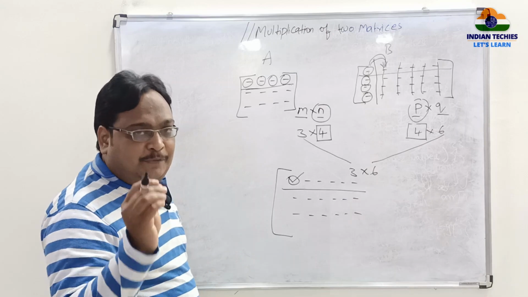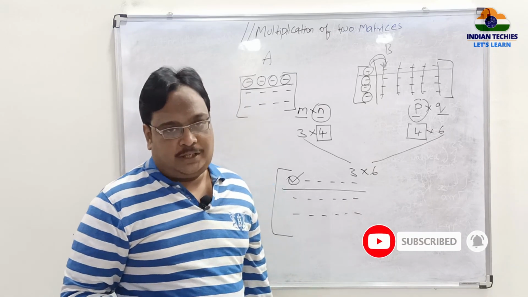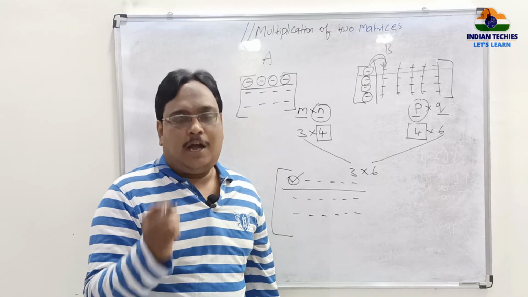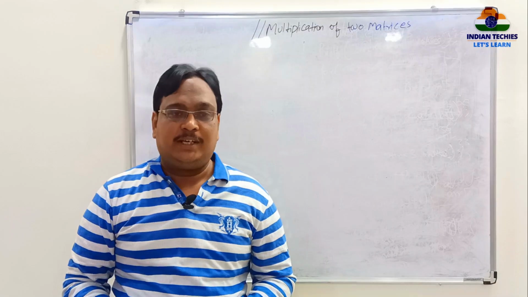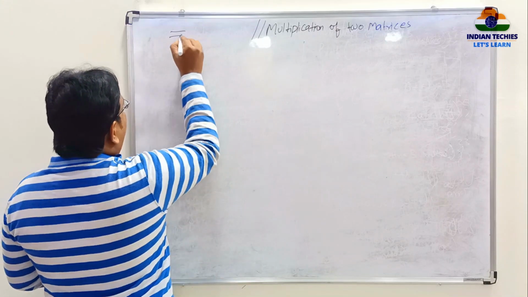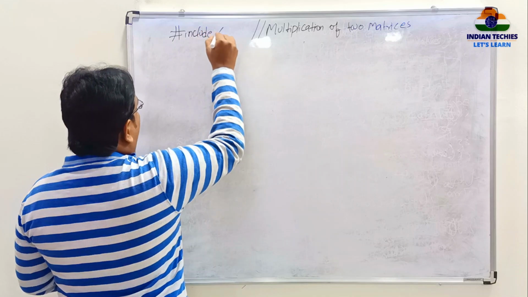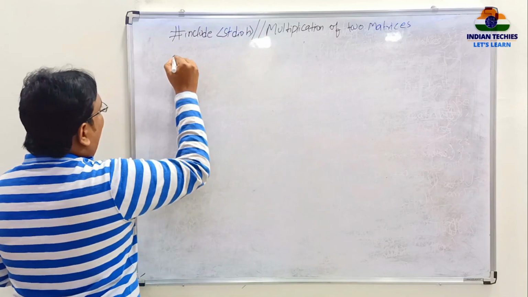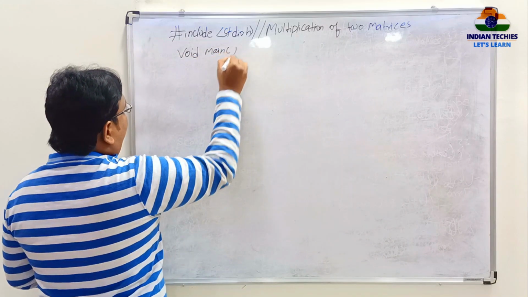Okay? Keep this thing in your mind so that you can apply the logic. Now we will see a program on how to perform multiplication of two matrices. Let's see the program. As usual, the first one is #include <stdio.h>. Next, void main. Now opening the main.